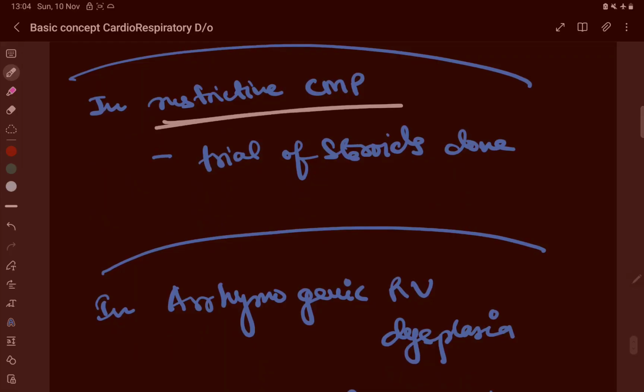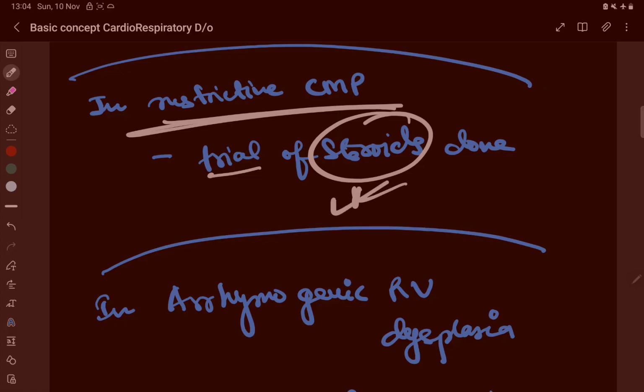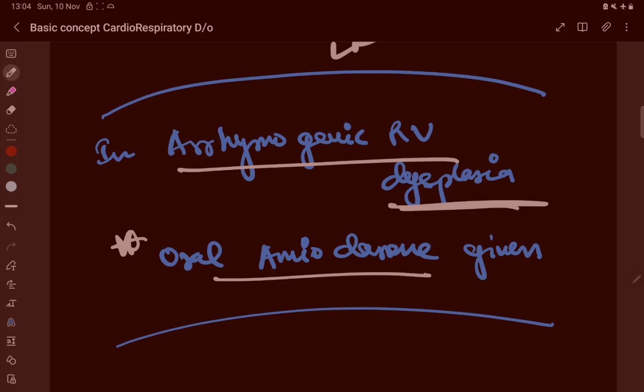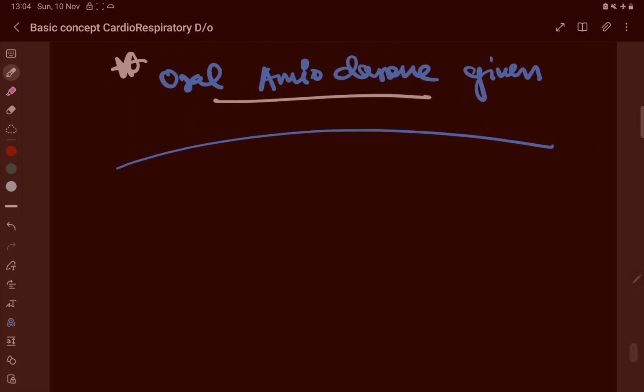Now in restrictive cardiomyopathy, there is a trial of steroids, and this was asked in one of the important exams. In arrhythmogenic RV dysplasia, there is a role of oral amiodarone. So there is a role of oral amiodarone. So these are one-liners. It's a classical thing.